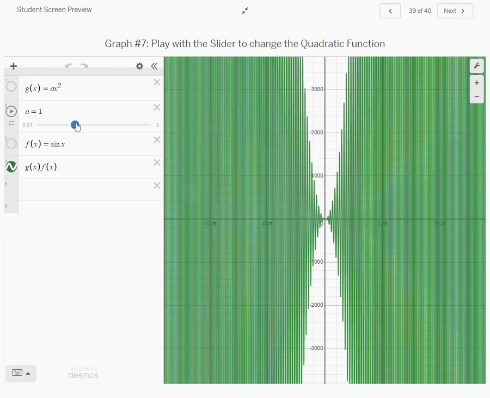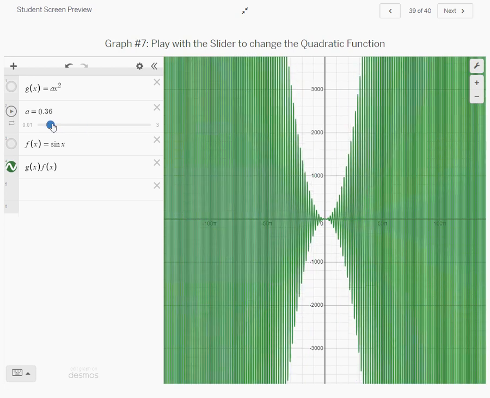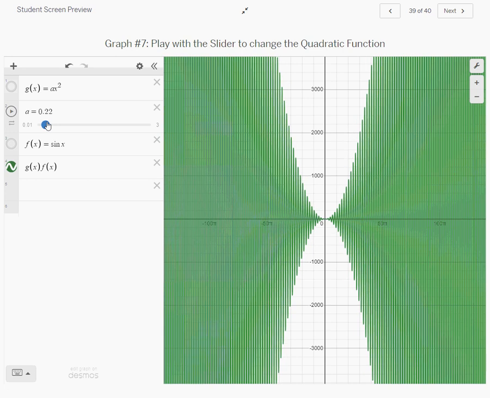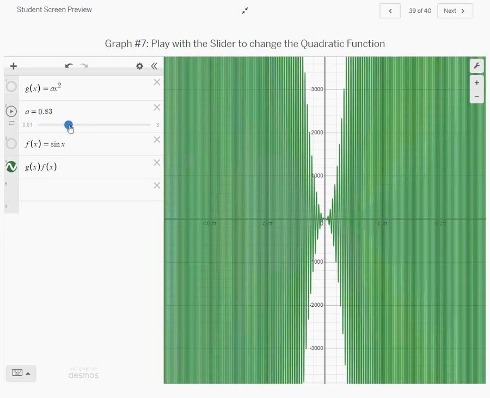And then, yeah, this is where it gets really, see, my computer's already struggling. Trying to change the amplitude to really small and big numbers. Come on, you can do it. Okay.